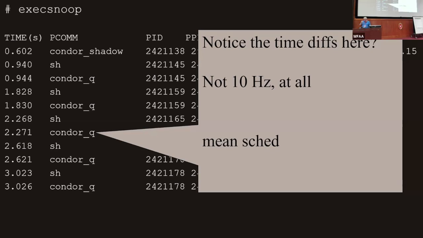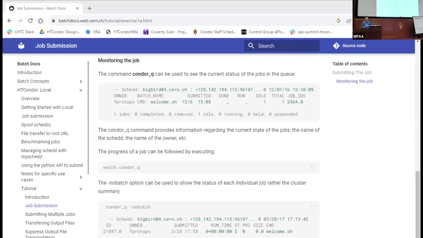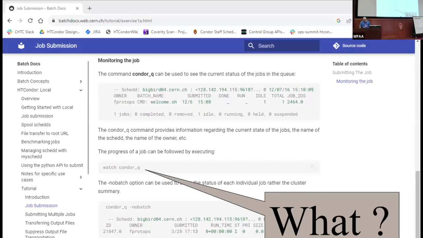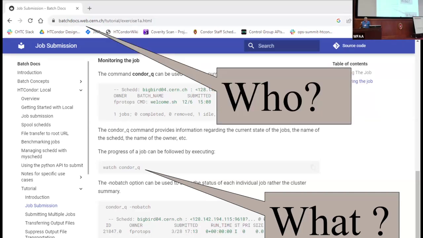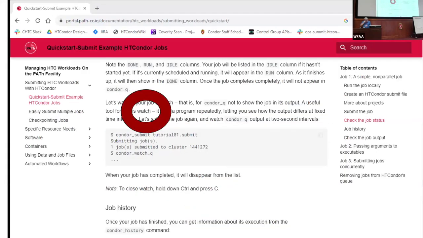So I hear you ask, the voices in my head are asking, why does this always happen? What happens if you just Google for watch condor_q? And things got kind of bad. So the first hit was this web page at CERN that said, watch condor_q. And it's at CERN, who's like one of our biggest users. Oh boy. And then my second hit was this notebook.community that said run watch condor_q. And then my third hit on Google said run watch condor_q.